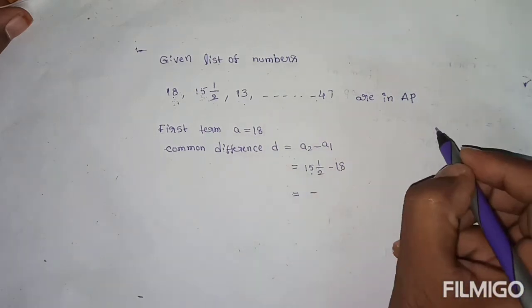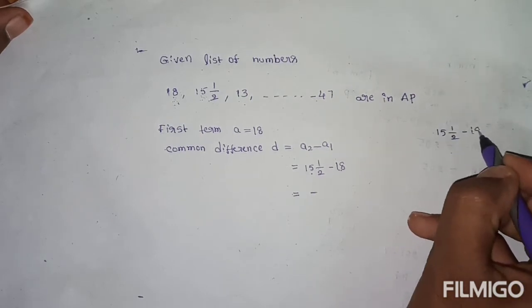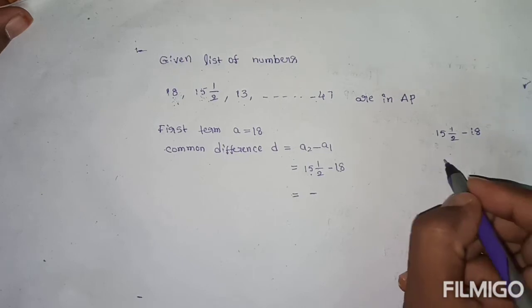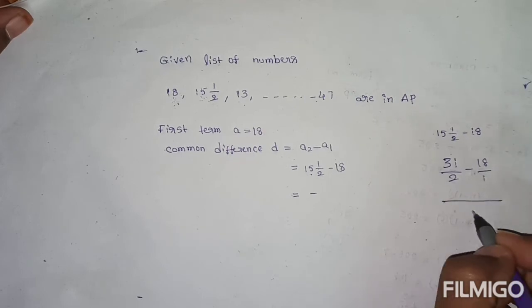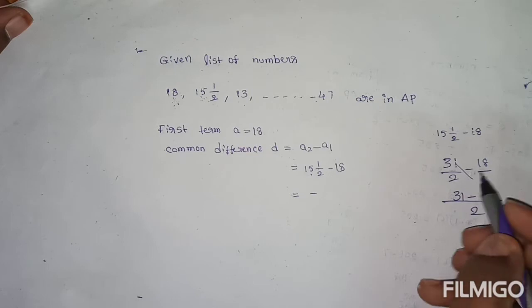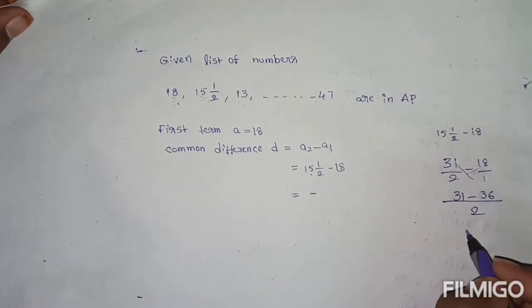Otherwise, we can use another method here. 15 and half minus 18. So 2 15s are 30, plus 1, gives 31 by 2, minus 18 by 1. So LCM is 2, cross multiplication: 2 eights are 36, 18 times 2 is 36. So minus 5 by 2, that is minus 2 and half.